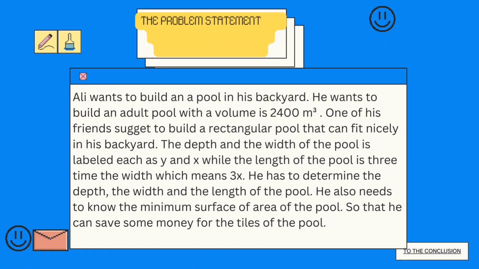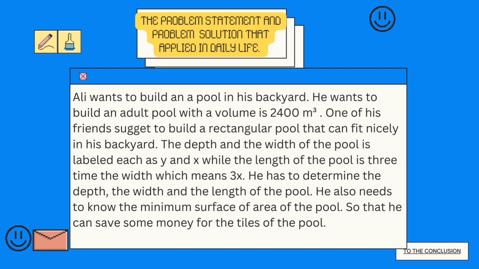So now let's move into the problem statement. The problem statement is, Ali wants to build a pool in his backyard. He wants to build an adult pool with a volume of 2,400 meter cube. His friends suggest he build a rectangular pool that can fit in his backyard. The depth of the pool is labeled as y and the width is x. The length of the pool is 3 times the width, meaning 3x.